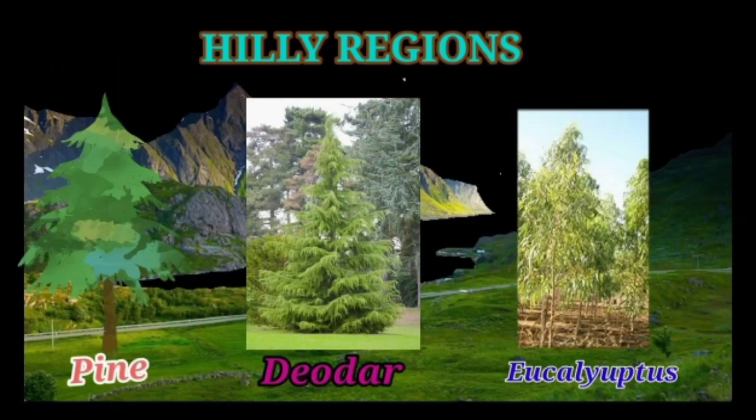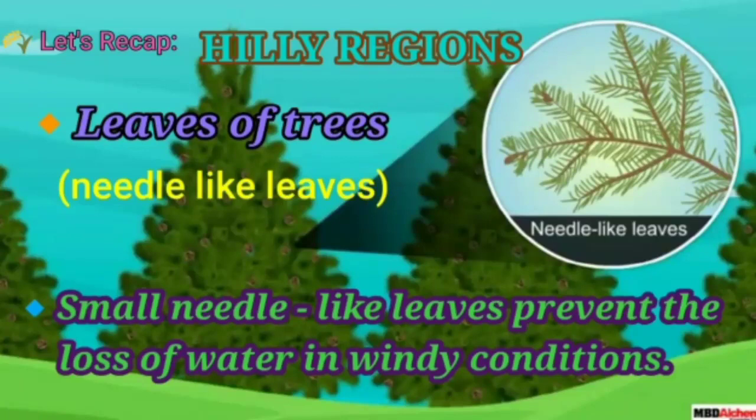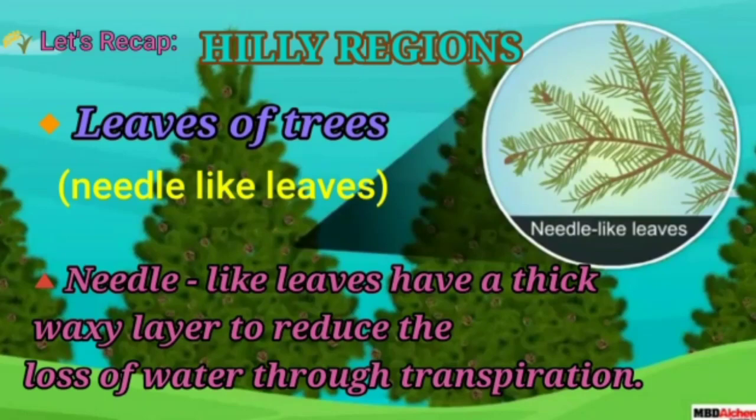Pine, deodar and eucalyptus are the trees growing in these hilly regions. These trees are adapted to hilly regions by having a conical shape. This shape of the mountain trees makes the rainwater and snow slide off easily without damaging the leaves and the branches. Next, the needle-like leaves. These needle-like leaves prevent the loss of water in windy conditions. And also they have a thick waxy layer to reduce the loss of water through transpiration.